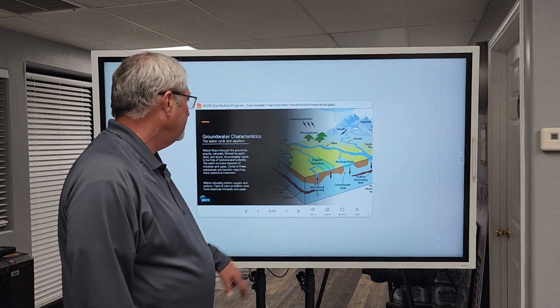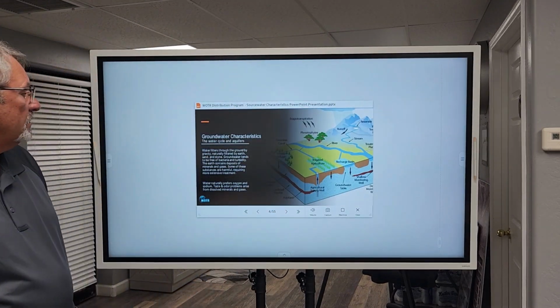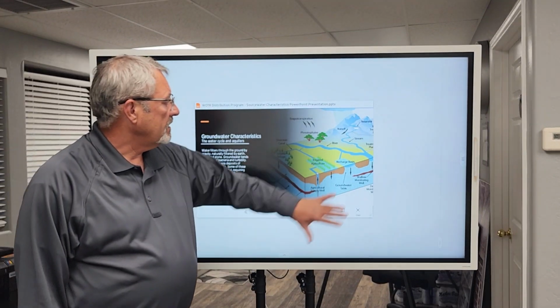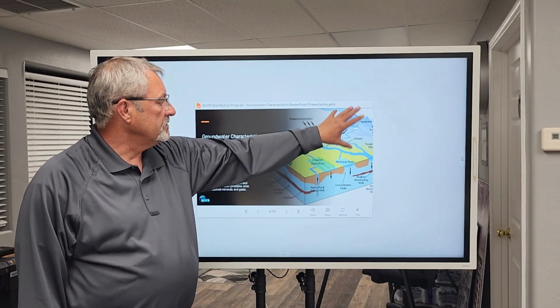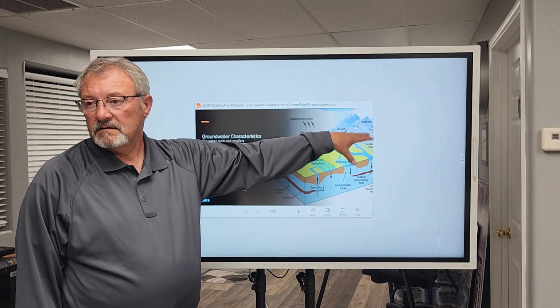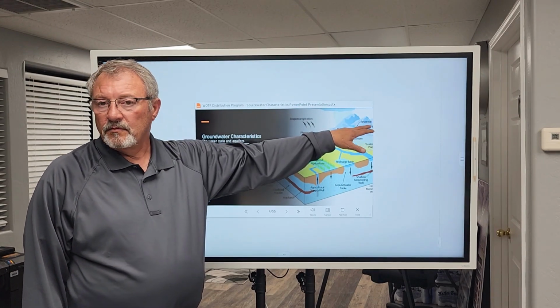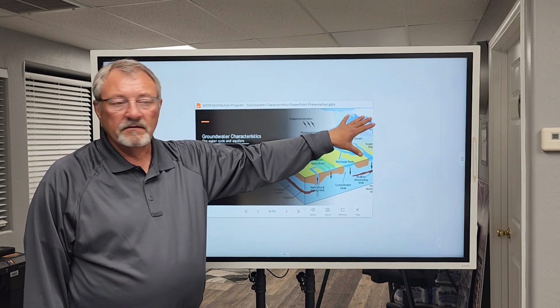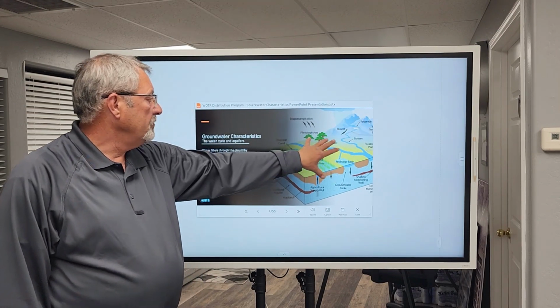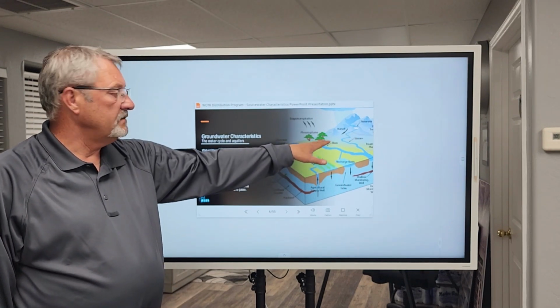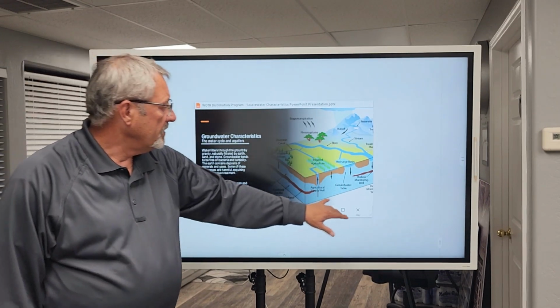Let's go to the next slide. All right, so groundwater characteristics. As I was saying, you have the storm clouds up in the mountains, it dumps rain, snow, and other precipitation on the mountains. It builds up brooks and streams and lakes, rivers.